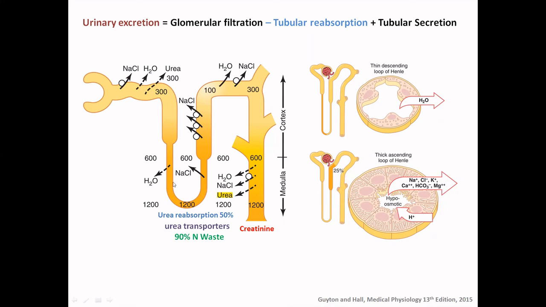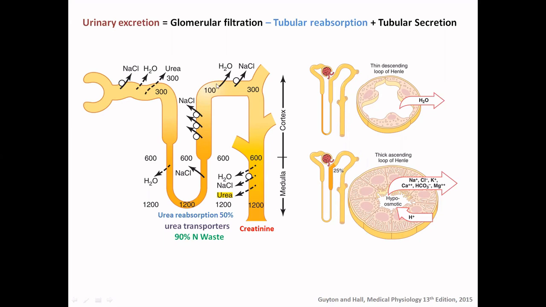Then this is the descending loop of Henle, and the ascending loop of Henle. In the descending loop of Henle, you see mostly water moving, with no other solutes. And this is the ascending loop of Henle, which is impermeable to water. So here you don't see any movement of water from the tubule into the medulla. It is only sodium chloride. Whereas this is the distal convoluted tubule and the collecting ducts.